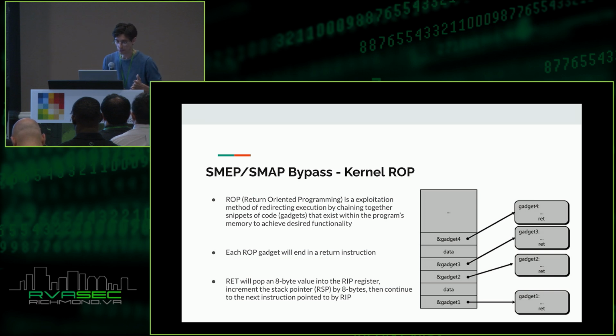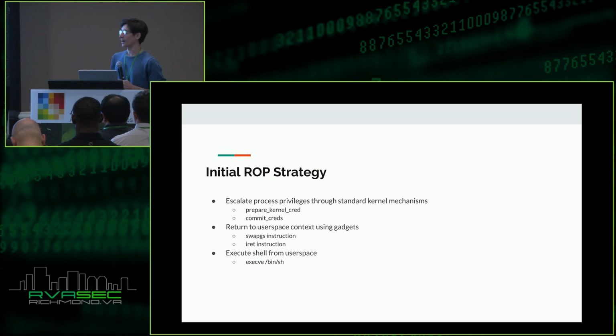Also, it is important to know how the return instruction works for this. I've just got a little snippet on here. It pops an 8-byte value into the RIP register, that's our instruction pointer register, which holds the next instruction that will be executed by your CPU. It then increments the RSP register, which is your stack pointer that keeps track of where your stack is, by 8 bytes. And then it continues to the next instruction, which is in the instruction pointer. Unfortunately, I think I'm out of time.